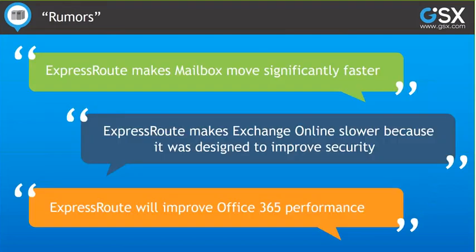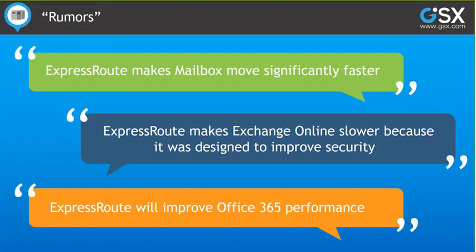This particular topic came up because of different things that I have personally seen. I know Olivier's seen some of them. The top one, we heard right from a customer who said that ExpressRoute makes mailbox moves significantly faster. I've also seen and heard that it makes Exchange Online slower because it's designed to be a security tool. And the one that is probably out there pretty heavily is that people believe ExpressRoute with Office 365 will increase your Office 365 performance. So this is what's floating around out there.